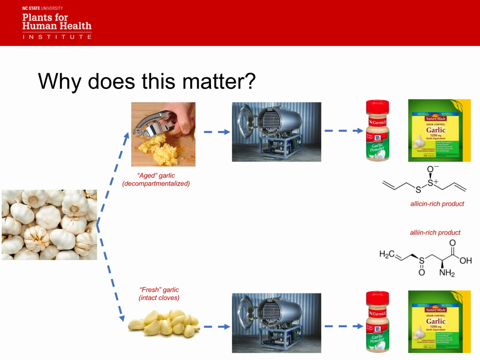So what we want to know is which of these compounds is actually the active compound, and why does this matter? Well, if in an industrial or a food setting you're crushing up or decompartmentalizing your garlic before you're cooking with it, or in this case freeze drying it to make a garlic powder, then you have an allicin-rich product. But you could, in theory, inactivate that enzyme either by steaming, or you could just freeze dry the cloves whole, and you could get an alliin-rich product.